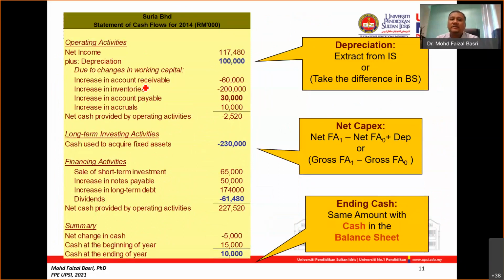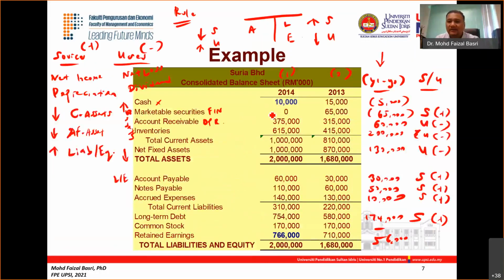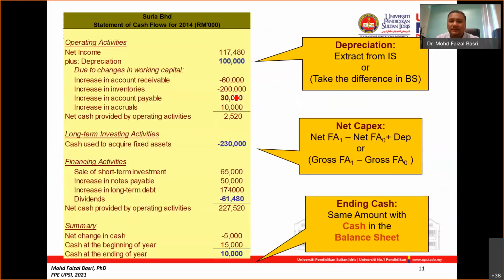We're going to start with the current receivable. Why do we put minus? Remember, our sign for account receivable is a minus. Value 60,000. And then we have inventories, also a use, which is a negative sign, negative 200,000. So that's why here is a negative 200,000. So this is from current assets.